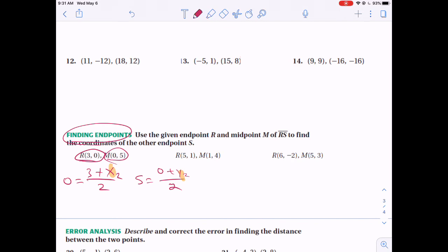All right, so the key to this is just multiply both sides by 2 for both equations. That gets rid of your 2 in the bottom. And so when I do that, I have 0 equals 3 plus x2. Subtract the 3, you get x2 to be negative 3. So that's my x value for the endpoint. For the y, I'm going to multiply by 2 again. I get 10 equals 0 plus y2. 0 means nothing, so y2 equals 10. So with the other endpoint of (3, 0), my endpoint will be (-3, 10).